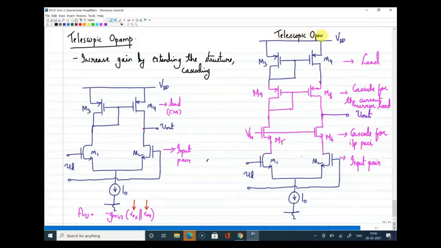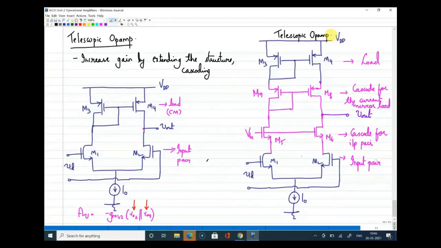Any questions on this? If you see this circuit diagram directly, you will think, oh, this is a big circuit diagram, but if you understand it properly, that is why I have used two colors. The navy blue color shows the initial circuit, and the pink color is where I have extended the structure by adding the cascode devices for both load and input devices. Are there any doubts in this? Can I get your response in the chat box? All right, no doubts. Okay.